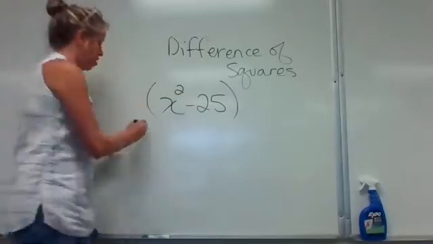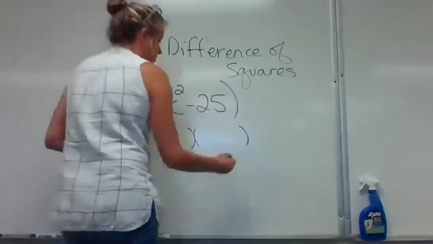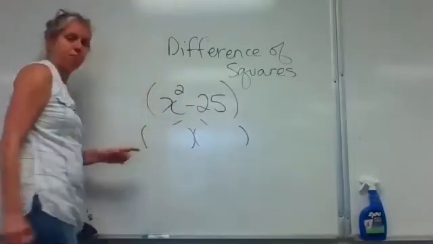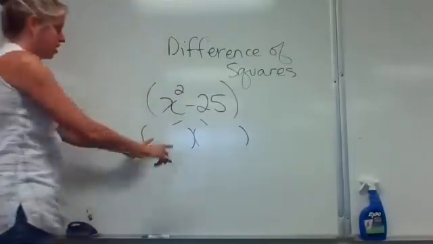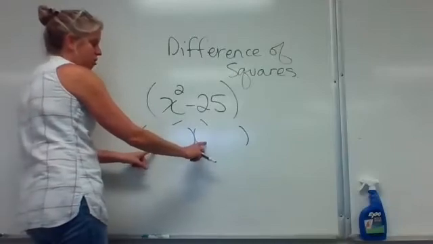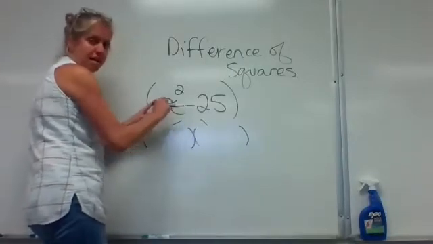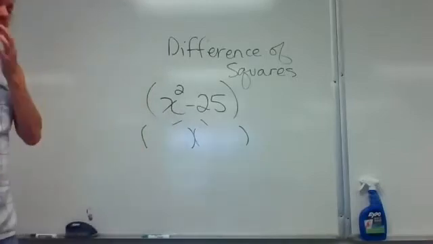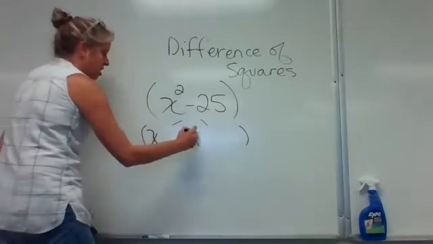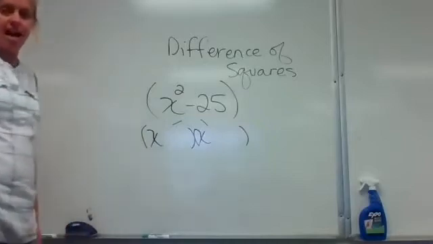For instance, what times itself? This is going to factor into two separate factors. What can you put here and here? And if you multiply them together, they're going to be the same thing, and they equal x squared. The only way you can get x squared using the same thing is x and x.